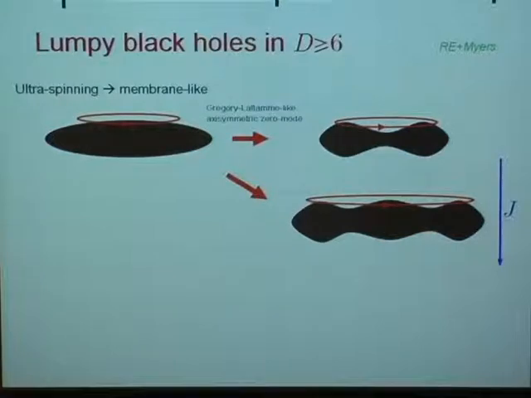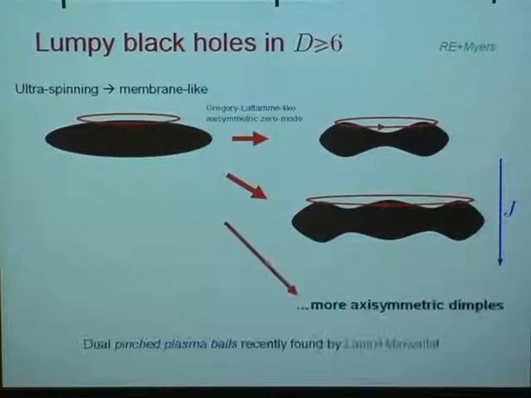Now, as you increase further the angular momentum, then as said, the second harmonic of the Gregory-Laflamme instability should appear, and then this is going to give a black hole with a circular dimple. And then as you increase further the angular momentum, the conjecture is that there are more axially symmetric dimples and black holes like this. Now, this was proposed, as I said, several years ago.